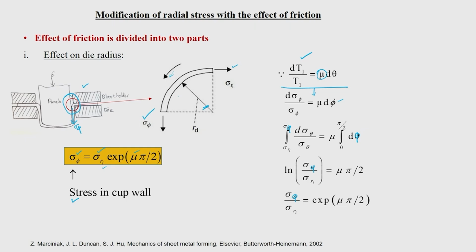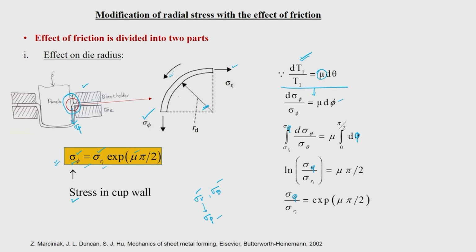This can be obtained from this simple equation. This equation can be written directly, without doing all these calculations, based on the tension relation which you already derived. If sigma Ri is known from the previous equation, we can get sigma phi using this particular equation. So, sigma r can be found out, and from this you can get sigma theta, which is already done, and also sigma phi, the radial stress and the circumferential stress. Now, this is the cup wall stress, the stress in the cup wall.